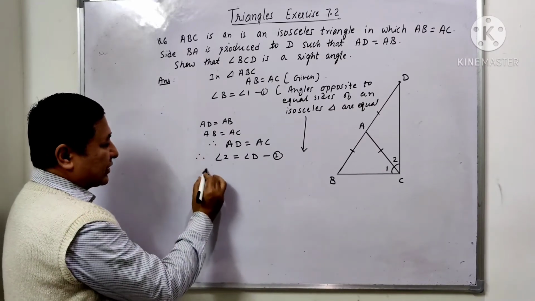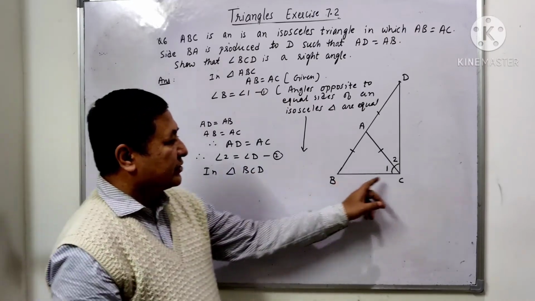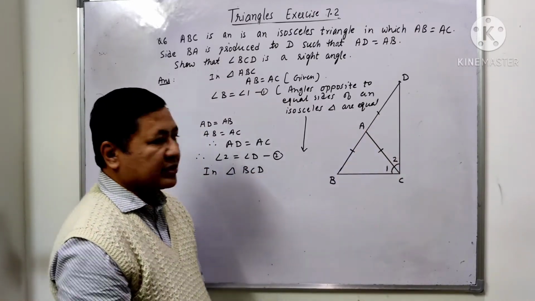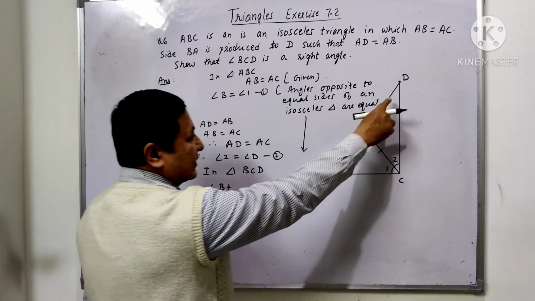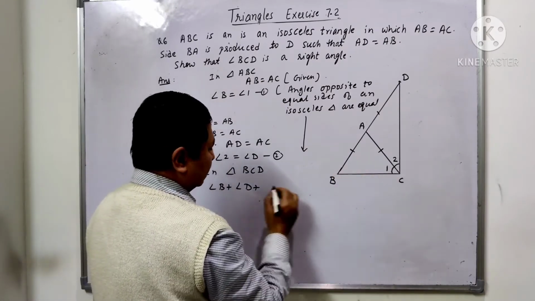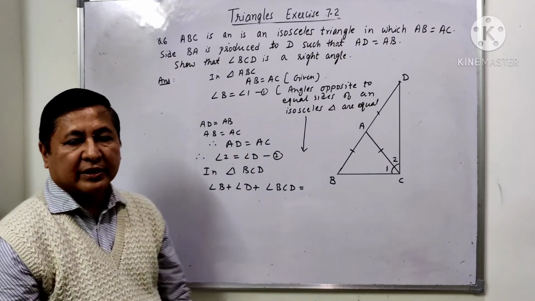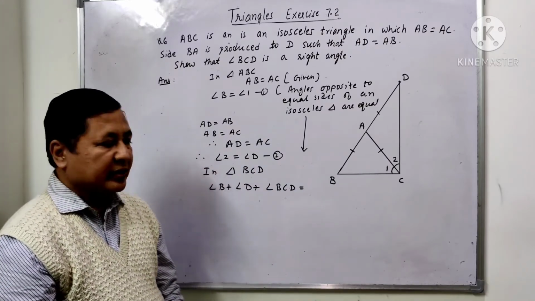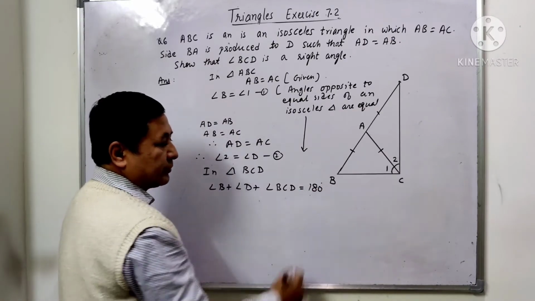Now let us take the triangle BCD. This whole triangle I am taking, BCD. In this we have angle B plus angle D plus angle BCD, and we know that the sum of all the angles of a triangle is 180 degrees. So we have taken all three angles, and that equals 180 degrees.